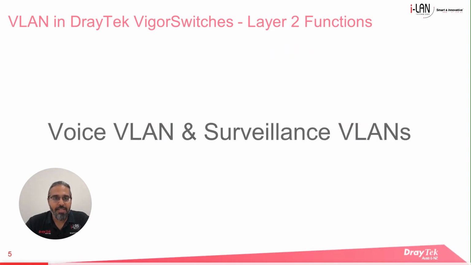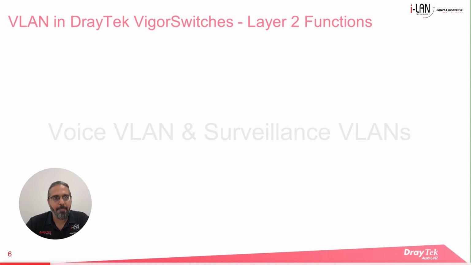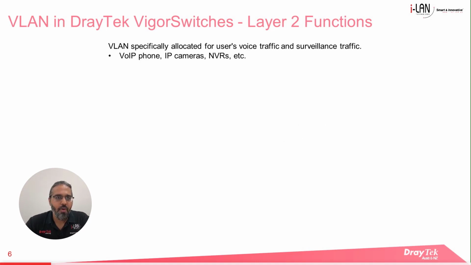Let's start off today's session by looking at auto voice and surveillance VLANs. Auto voice VLAN and surveillance VLANs are specifically allocated for voice and surveillance traffic, which includes IP phones, IP cameras, and NVRs.